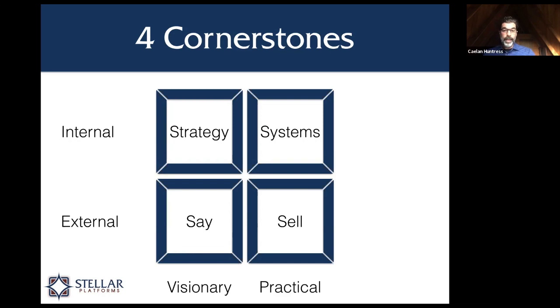So out of these 4, if there's one cornerstone that you know you need to work on, that you know is keeping you from upgrading your platform, type that cornerstone name in the chat box. Just a quick informal poll. Let me know which cornerstone you know you need to work on next. If you were going to double your revenue next year, which cornerstone would you have to focus on in order to make sure that you can upgrade your platform?